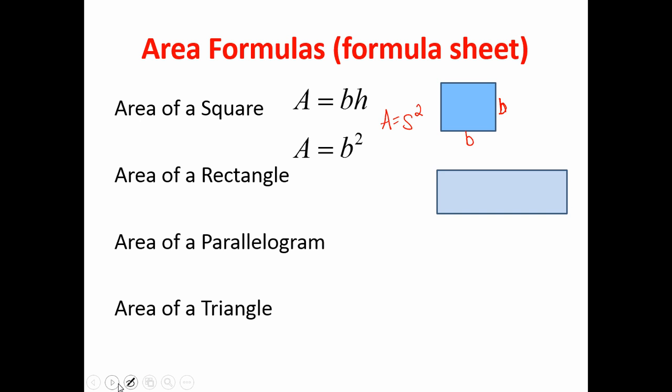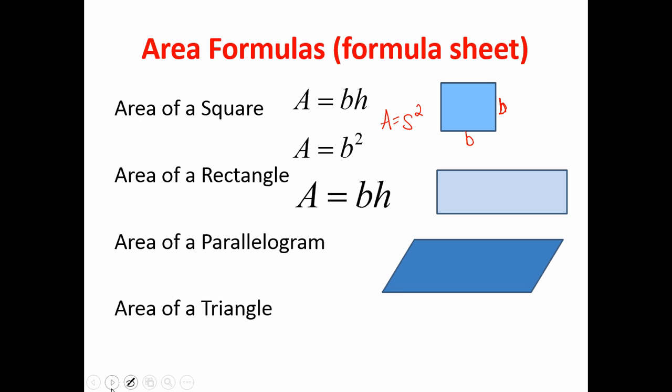Rectangle is just a longer square here. It has a longer base and a height, so we would just do area equals base times height. Now in this case, the base and the height are not necessarily the same length because we're talking about a rectangle, but we would just take those two numbers and multiply them. Area of a parallelogram is just a slanted rectangle.